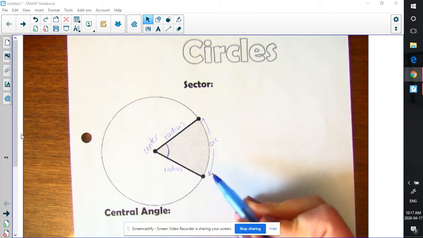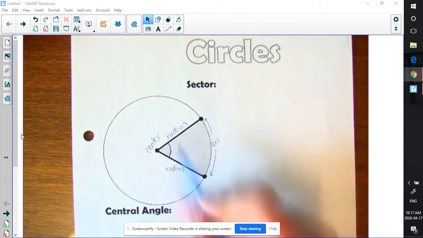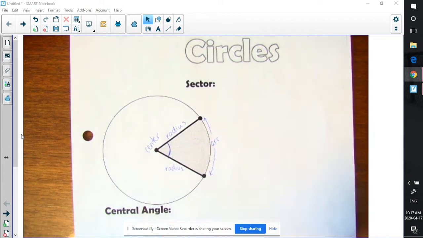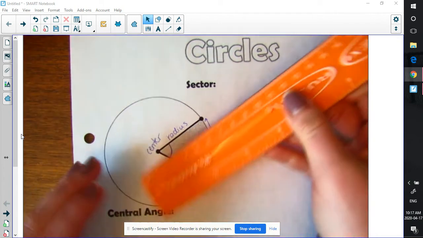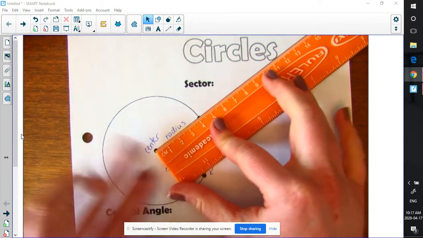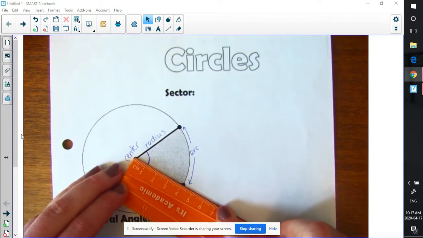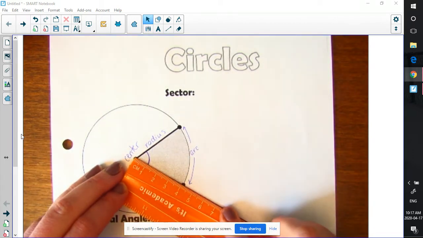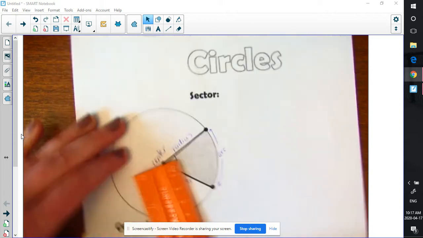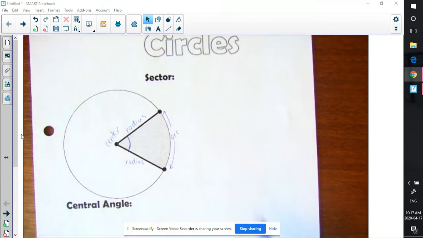Now remember, in a circle, all radii have the same length. So this radius has the same length as this radius. And we can test this out by measuring it if we wanted to. So this radius is about 4 centimeters. And this radius is about 4 centimeters. And if I were to keep going around and making radii, I would see that they're all about 4 centimeters. Okay.